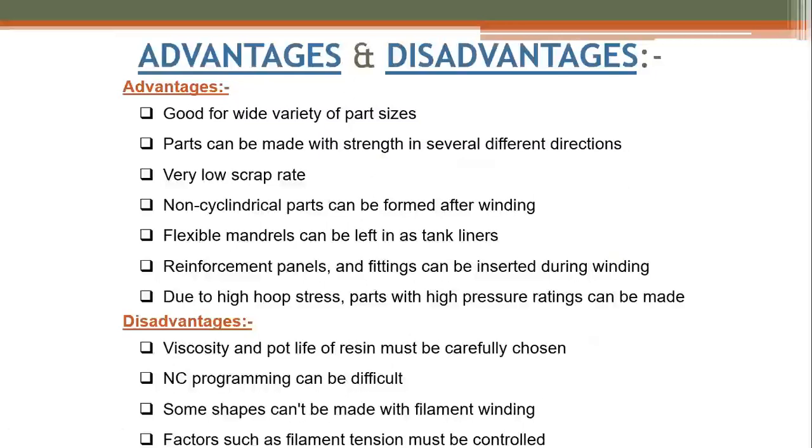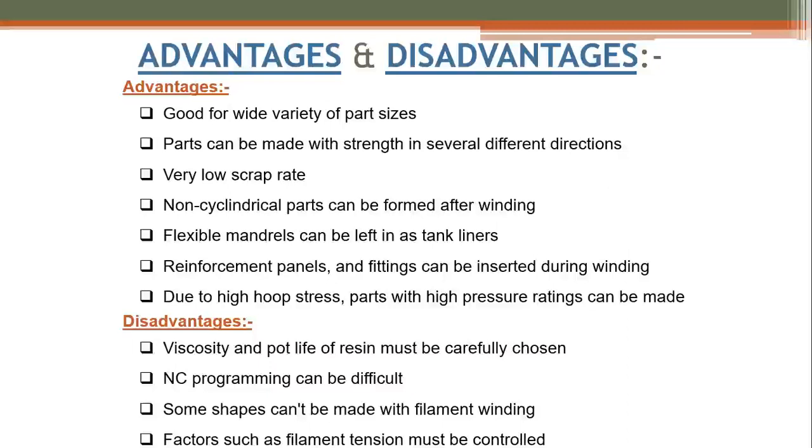These are some of the advantages and disadvantages of filament winding. Coming to the advantages, it is good for a wide variety of part sizes, and parts can be made with strength in several different directions. It has a very low scrap rate because of its continuous process. Not only cylindrical parts, but non-cylindrical parts can also be formed after winding.